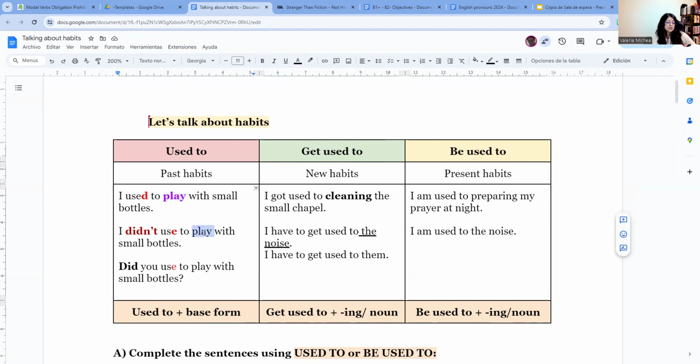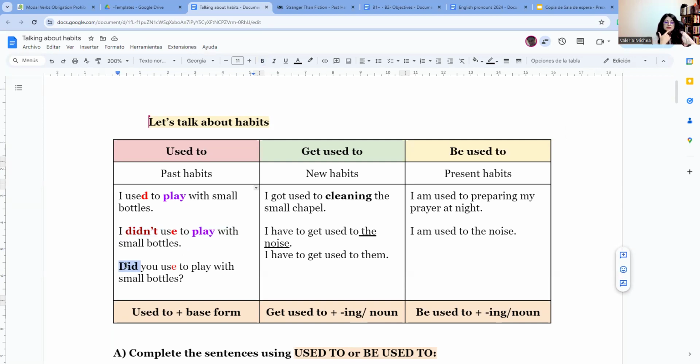So the only thing that changes is the addition of did and also use without a d at the end. So I didn't used to play with small bottles when I was a kid. And then if you want to find out if another person used to have the same habits as you, you can do it by asking the question, did you used to play with small bottles?